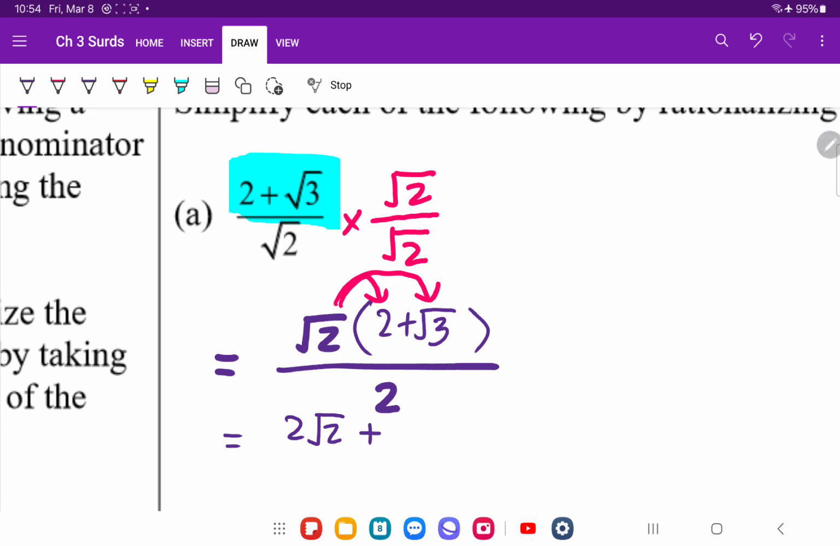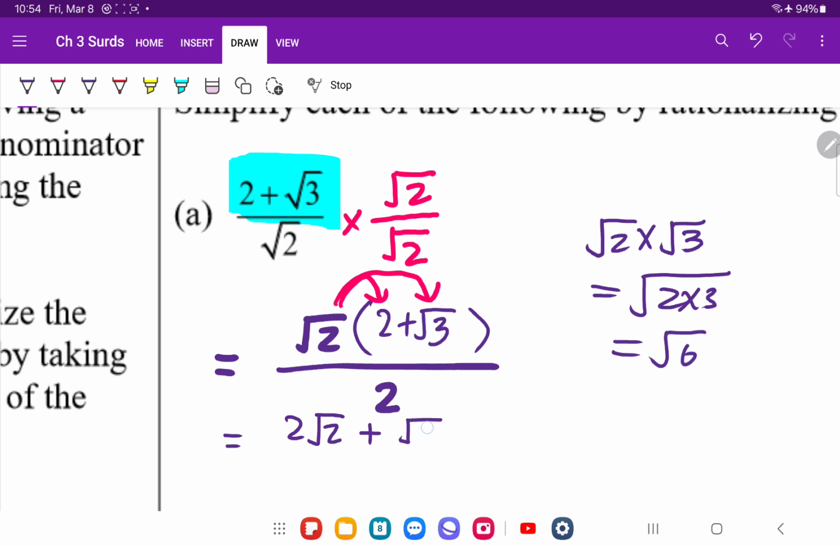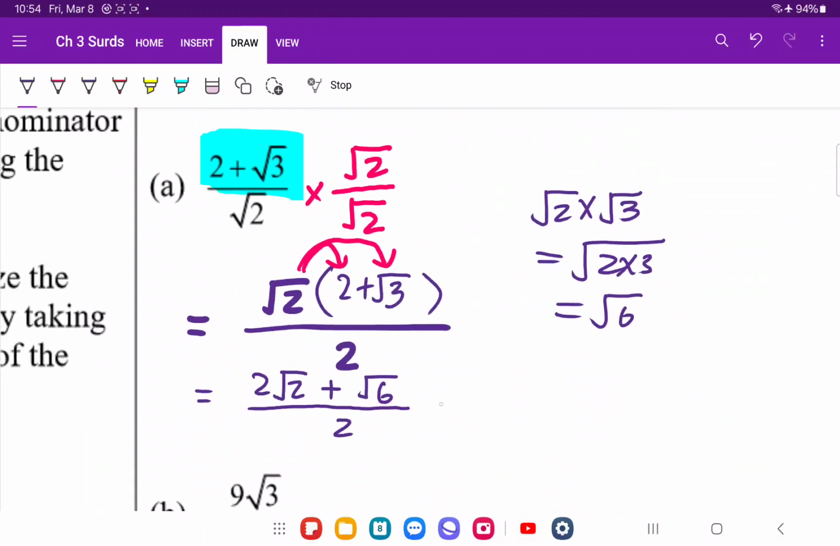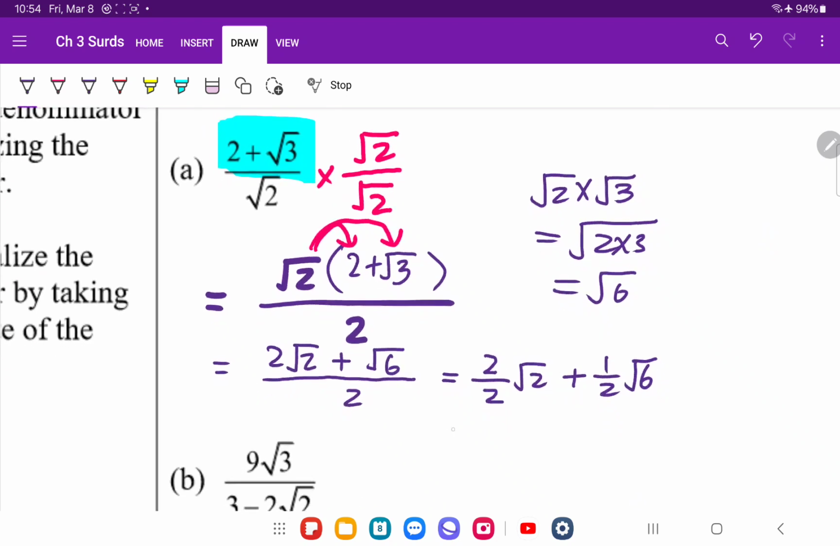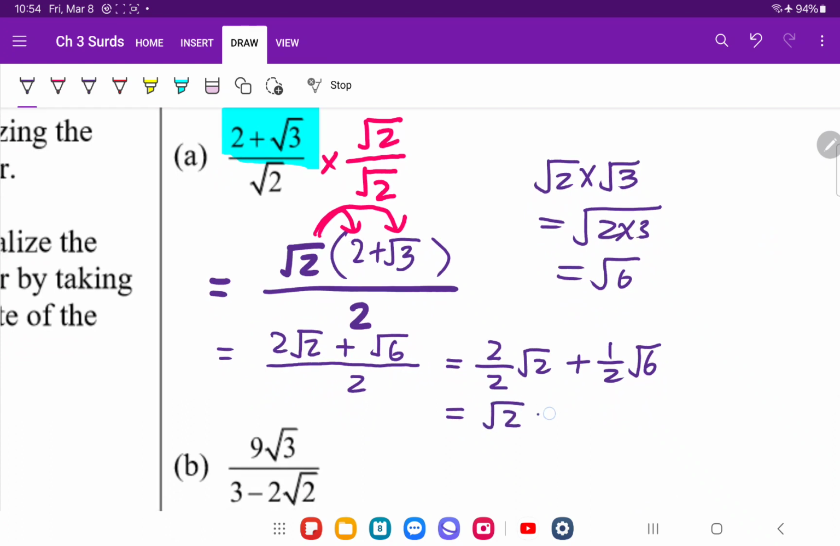And then next one, root 2 times root 3. Using the law number 1, you can actually do this. 2 times 3 is actually a square root 6. So square root 6 at the back. And I saw many of you stopping here. You cannot stop here. You must split the fraction. So if I split the fraction, it is 2 over 2 square root 2 plus half square root 6. Now what is 2 over 2? It's just a 1. But 1 don't need to write. So straight away it will be square root 2 plus half square root 6.